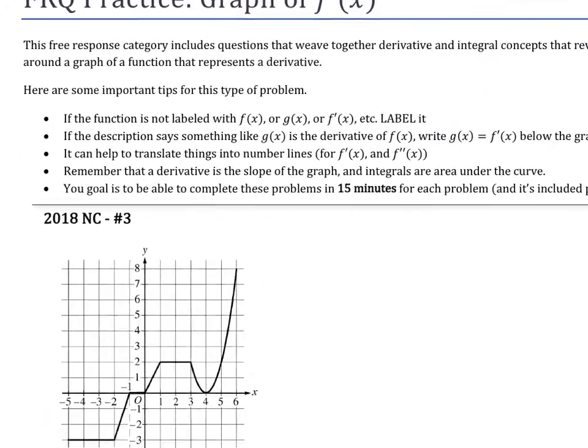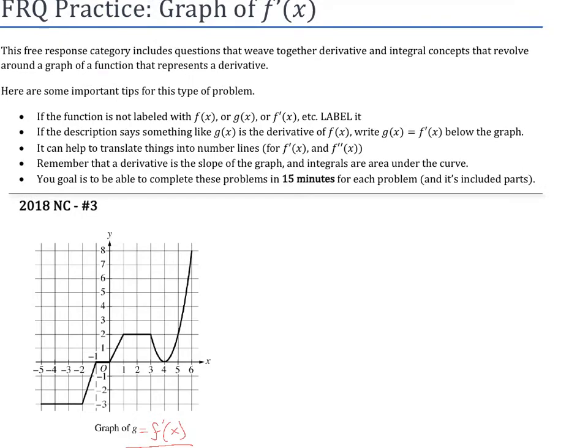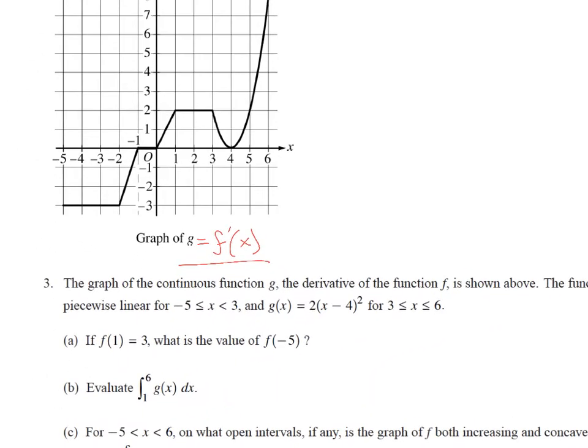So label it. The second thing is this, and we kind of just did this. If the description says something like g is a derivative of f of x, then write g of x equals f prime. Write it below the graph like we just did. Sometimes you'll actually get points just for saying g of x is equal to f prime of x. So as that's being described, you just point that out. It helps you keep everything straight.